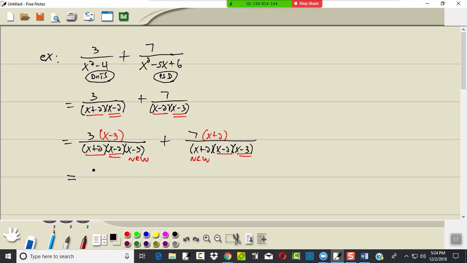So then 3 times x is 3x. 3 times negative 3 is negative 9 over our denominator. Plus 7 times x is 7x. 7 times 2 is 14 over our denominator. Then I want to combine the top parts. 3x plus 7x is 10x. Negative 9 plus 14 is 5.